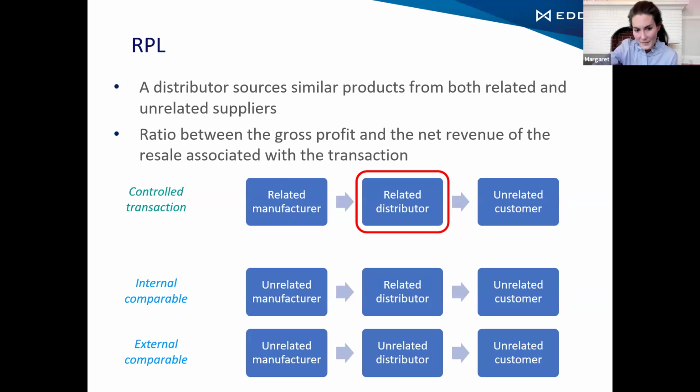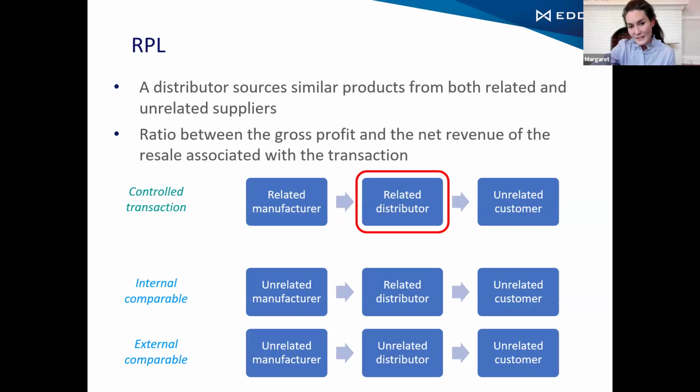So the top row shows your controlled transaction, but for both the resale price and cost plus, you can use internal or external comparables. That said, internal comparables are always going to give you a more reliable result. And this way, you're only going to be looking at the distributor. So for the CUP analysis, you could look at the related manufacturer or the related distributor. But here, for the resale price method, it's only to benchmark distributors. So we're not going to look at the manufacturer if we're using this method.